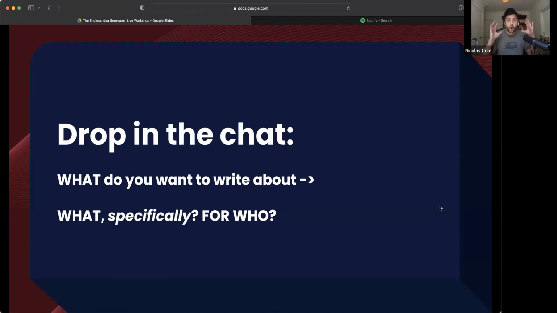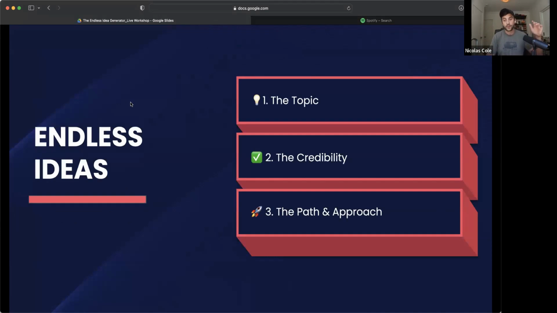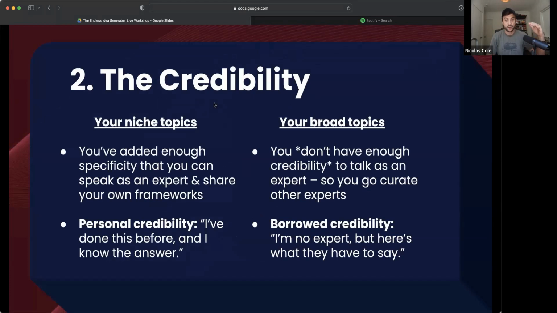And this is the hardest belief for people to break. They think, I need to go as broad as possible because I want everyone. And in actuality, it's the opposite. If you try and write something for everyone, you write something for no one. So you want to get more specific. Okay. So here we talked about the topic, and we talked about using the 2-year test and getting more and more specific.